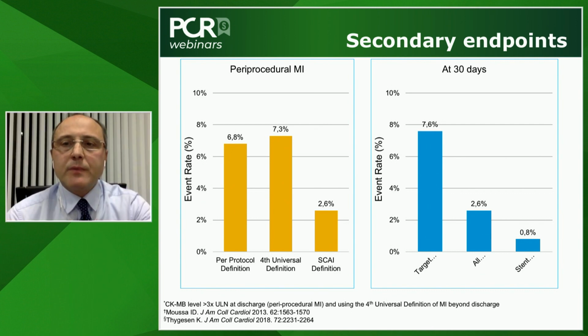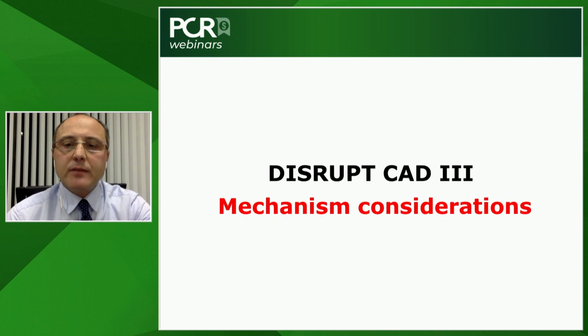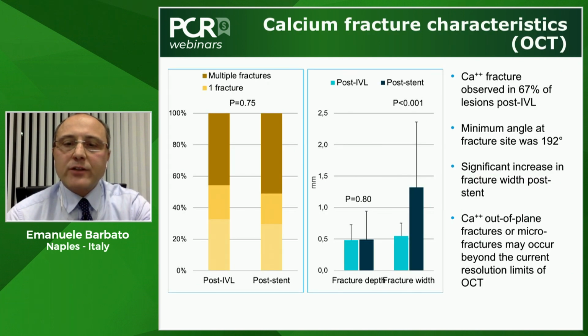Thank you, Benjamin. We also have a sub-study performed in 100 patients included in the DISRUPT CAD III, providing interesting considerations on the mechanism of action of intravascular lithotripsy. So if we can see in the next slide, the issue of the calcium fracture, going from left to right in this slide, calcium fracture actually was observed in two thirds of the cases after intravascular lithotripsy. And these fractures mostly consisted of multiple fractures. So the rate of fractures further increased after stent implantation, especially by increasing the fracture width. You see that on the right of the slide.